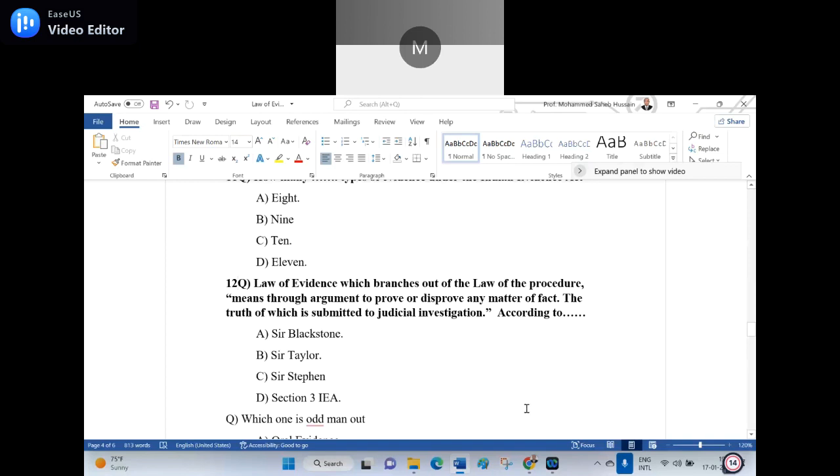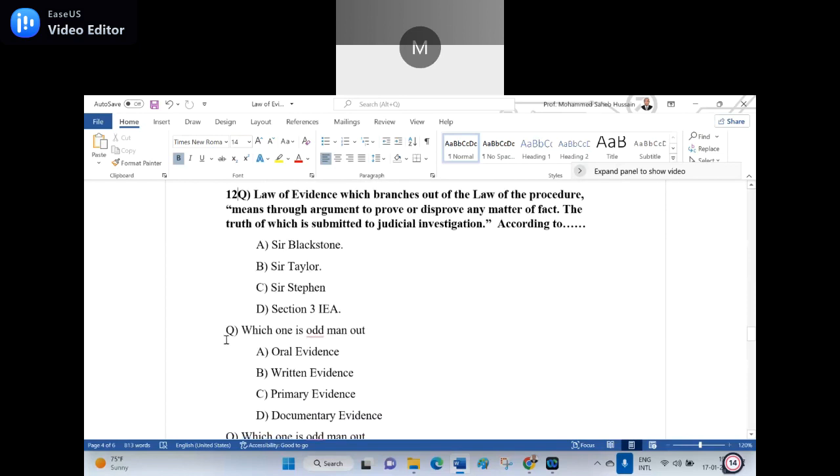Regarding the evidence, the quotation, who said? C is the right answer, sir. Sir Stephen. Wrong. Second option. Option B, sir. Option B is the right answer. Sir Taylor. According to Sir Taylor, the evidence is a branch of the law of procedure, and the quotation is given by Sir Taylor.